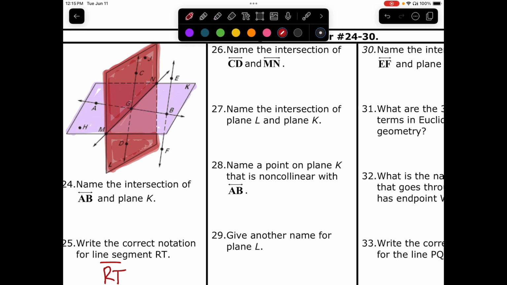All right, so as you can see, these two planes, if they could go through each other, they would go through each other right here. And that is line MN, or you can call it GN or GM. Doesn't really matter. I'm going to call it MN because I feel like it. All right, number 28, give it a shot.